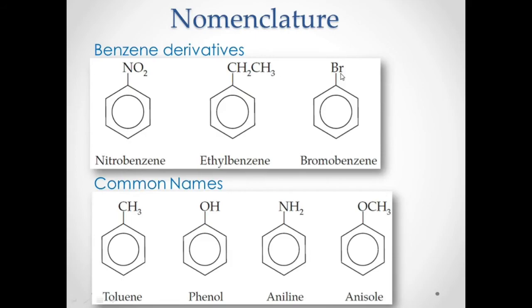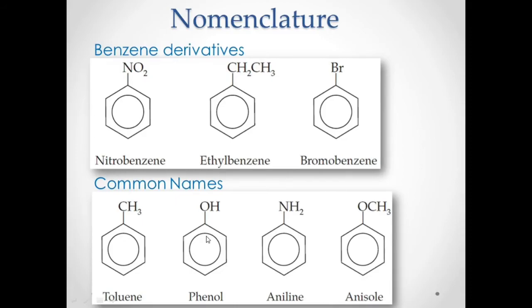There is also what we call the common names. So please remember these common names because these common names are more likely to be used as the parent name of the aromatic compound. So you have your toluene, which is a benzene with a methyl attached to it. You can say it's a methylbenzene, but actually the common name for that is toluene.